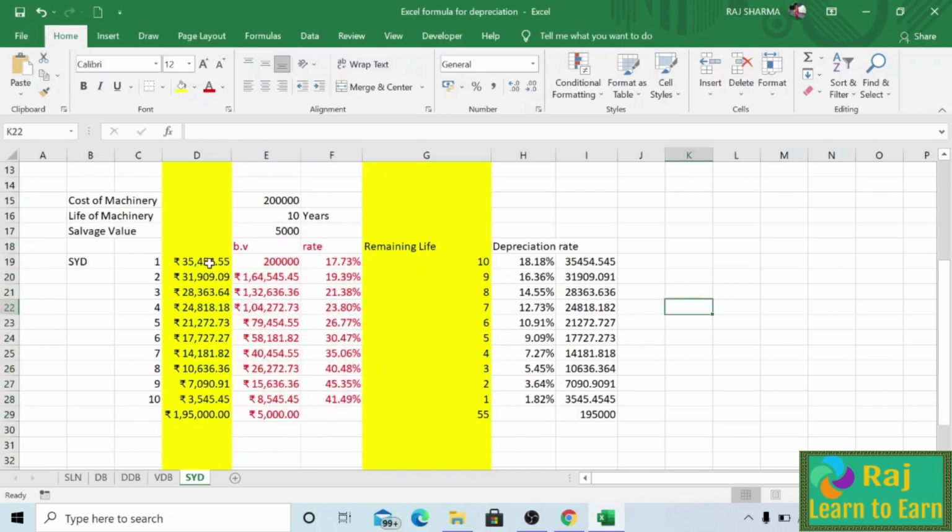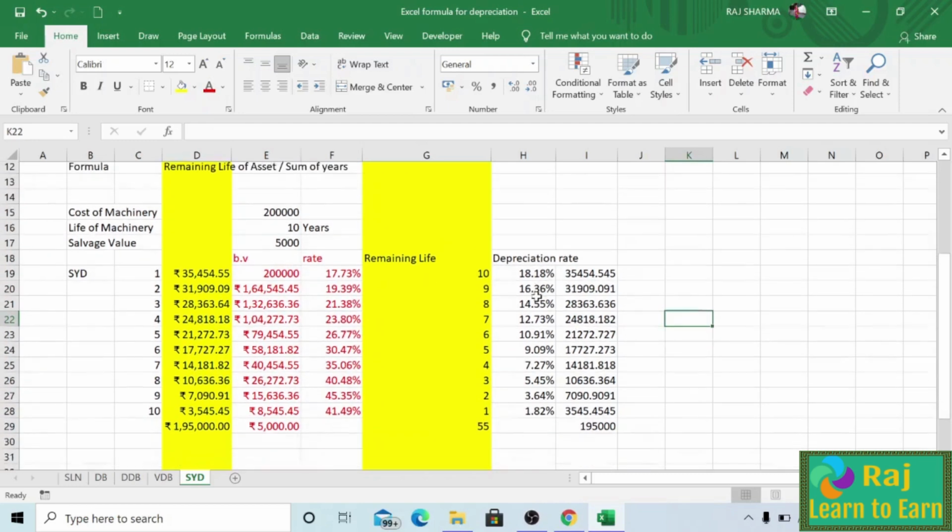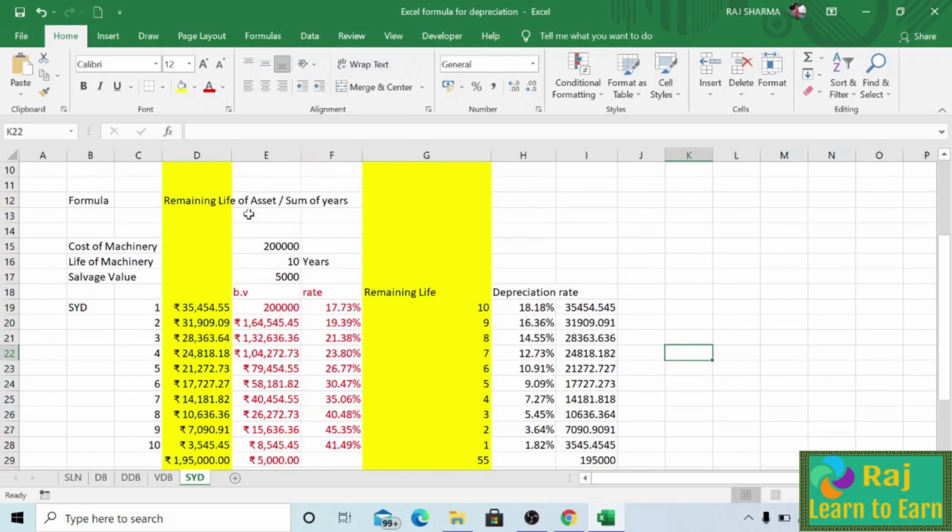For the formula purpose, you need to understand that this SYD method calculates the depreciation percentage on the basis of remaining life of the asset divided by sum of years, and then accordingly gives the accelerated depreciation for the initial years and then a lower rate in the last years.